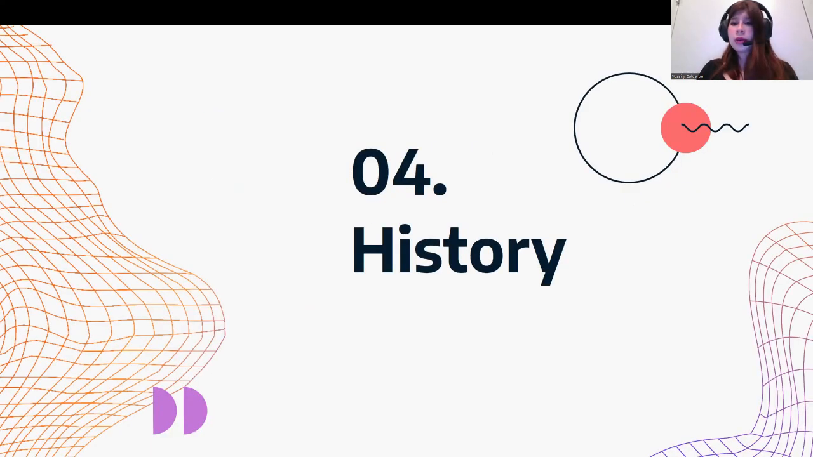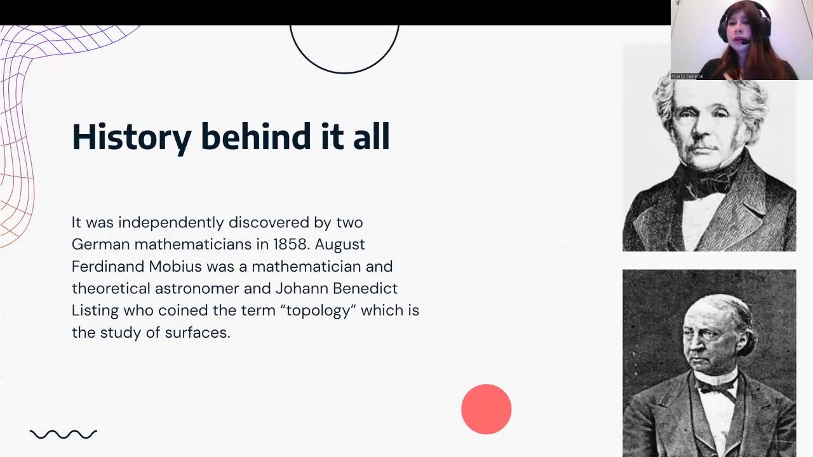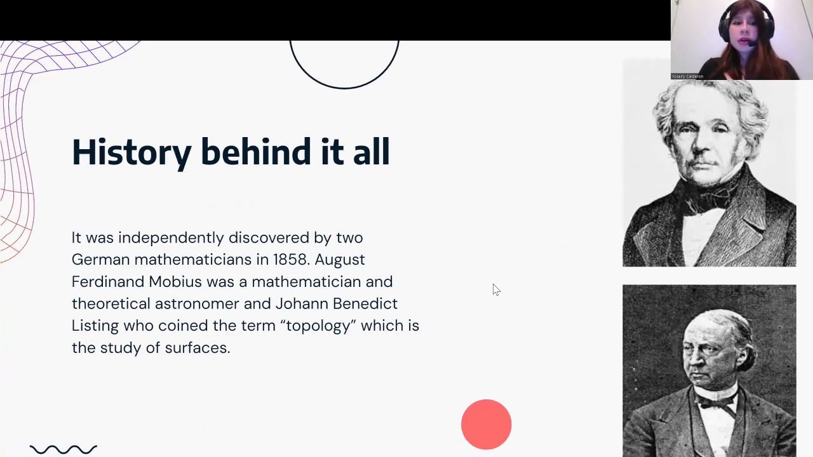History. The history behind it all. It was independently discovered by two German mathematicians in 1858. August Ferdinand Mobius was a mathematician and theoretical astronomer, and Johann Benedict Listing coined the term topology, which is the study of these surfaces. Johann actually invented the terminology of topology because of the strip. So it's very interesting. And that's the study of surfaces.